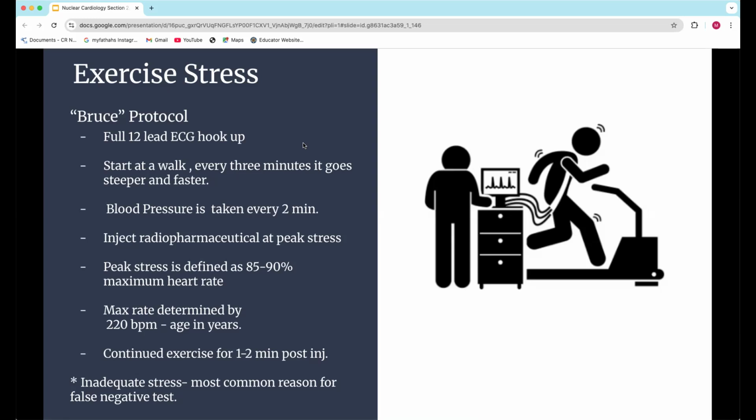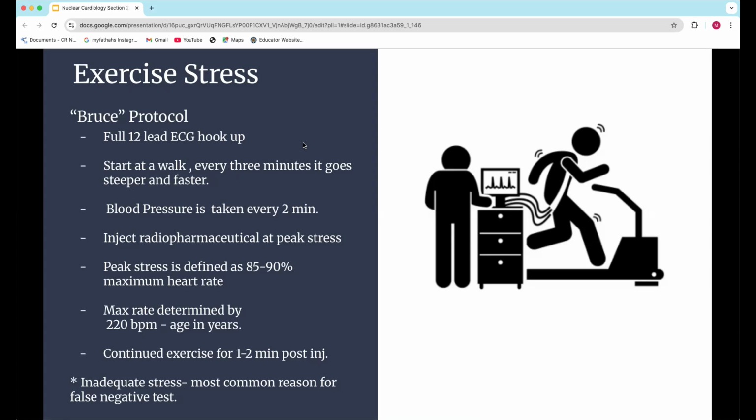So max heart rate is determined by taking 220, and this stands for beats per minute, and then you subtract their age in years, okay? So if I were to do mine, I'm going to reveal my old age here. I would go 220, and then I'm 47. So I'm going to subtract 47, and that's going to give me 173. Okay, so 173 would be my max heart rate.